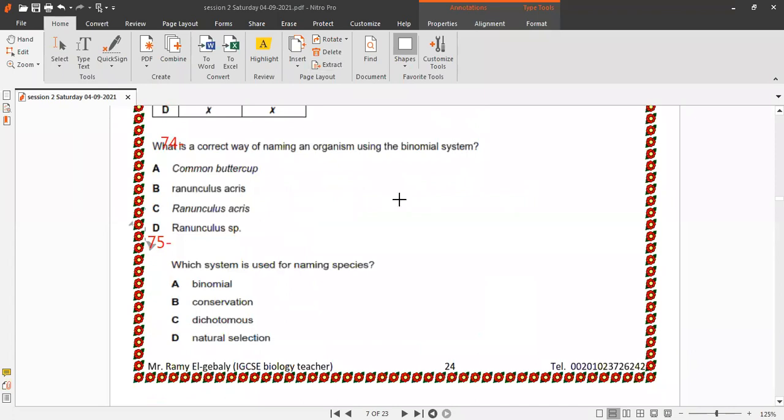74, Khalid. What is the correct way of naming an organism using the binomial system? Which one? C. Okay.